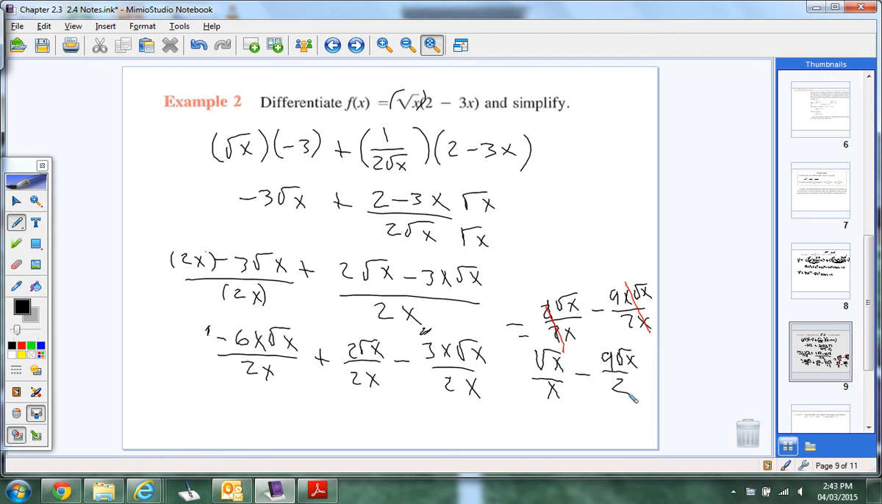And root x over x can also be simplified because it's x to the 1/2 over x to the 1. So what's 1/2 minus 1? Negative 1/2, so what would that be? It'd be 1 over root x. This turns into 1 over root x. This is your fully simplified answer right there. That's as far as you can go. Okay, we got one more.